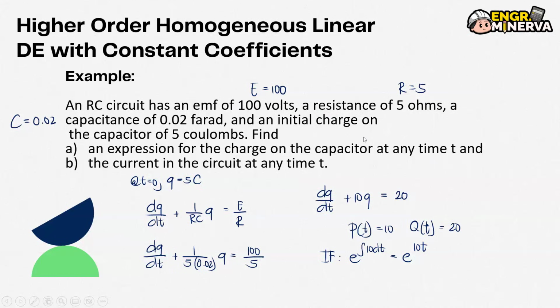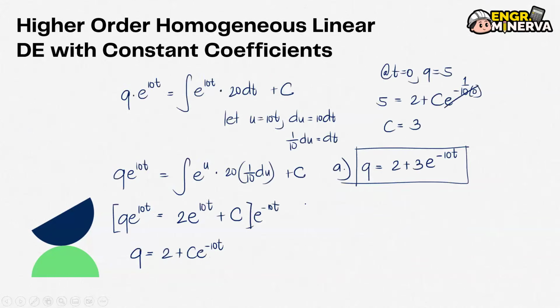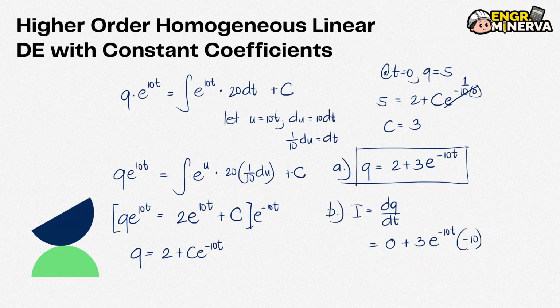How about the current in the circuit at any time? The current, which is I, is just the first derivative of q. So what would be the derivative of this? That would be 0 plus 3 times e raised to negative 10t multiplied to negative 10. So your I would be negative 30 e raised to negative 10t. That is our answer.